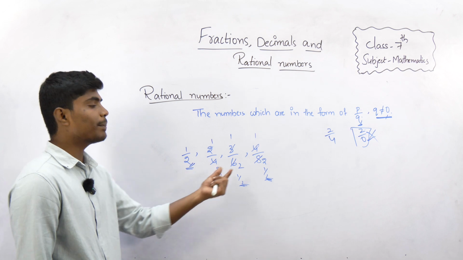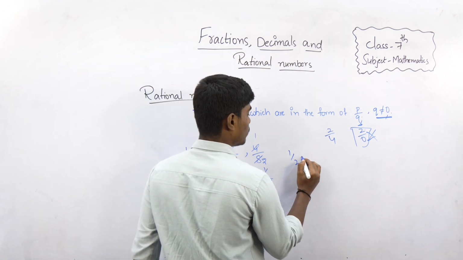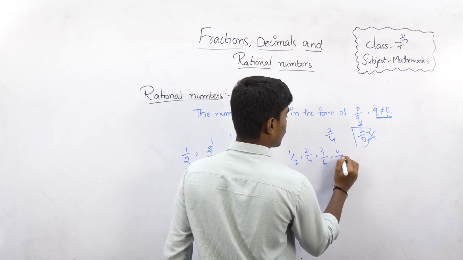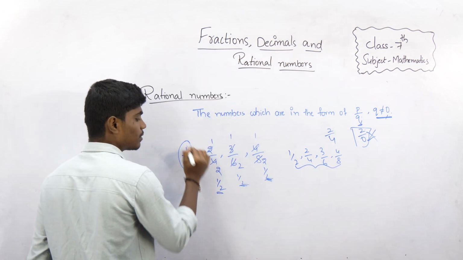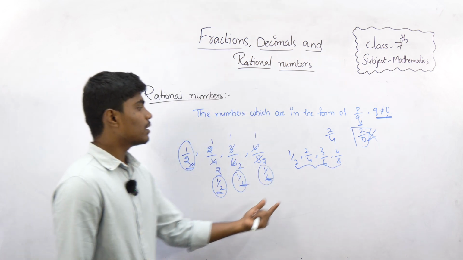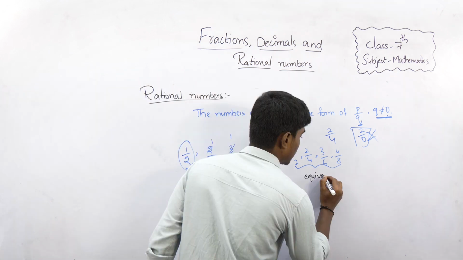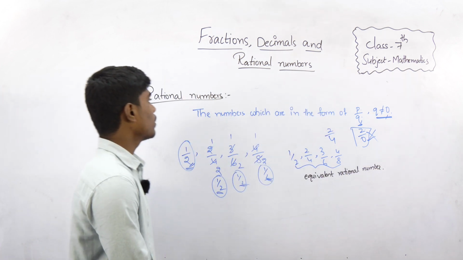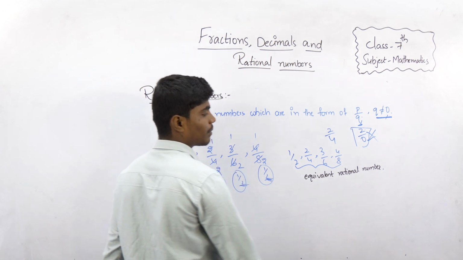So this kind of numbers are called equivalent rational numbers. See, 1 by 2, 2 by 4, 3 by 6, 4 by 8. On simplifying this, we are getting the same answer, which is 1 by 2. So these numbers are called equivalent rational numbers. We have come to know what are rational numbers and what are equivalent rational numbers.